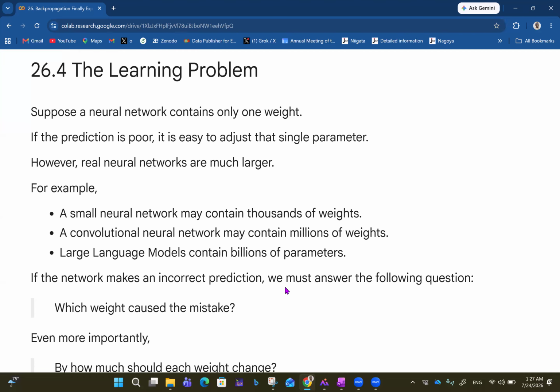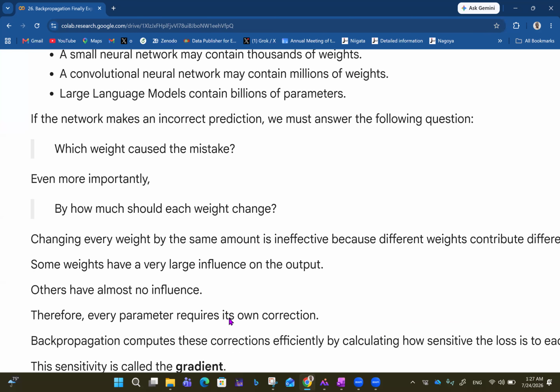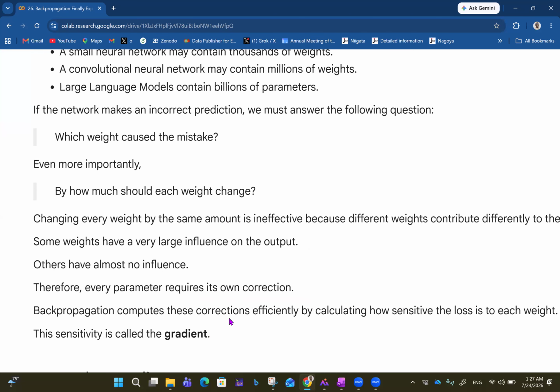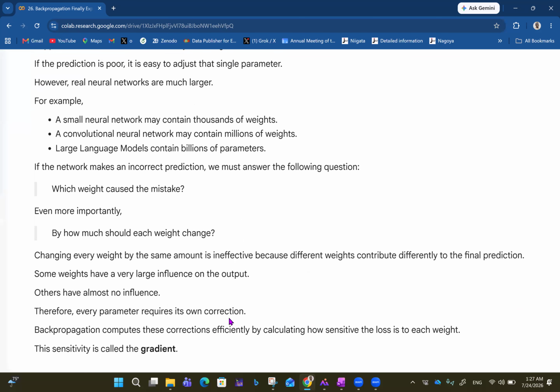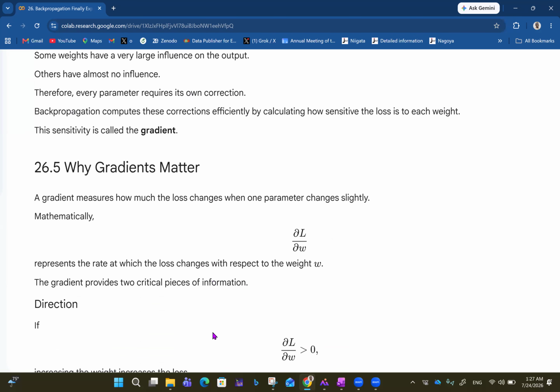If the network makes an incorrect prediction, we must answer the following question: which weight caused the mistake? And you have billions of parameters. What do you do? More importantly, we also have to check by how much each weight should change so that you can get a better prediction. Changing every weight by the same amount is ineffective because different weights contribute differently to the final prediction. Some weights have a very large influence on the output, others have almost no influence. Therefore, every parameter requires its own correction, and backpropagation computes these corrections efficiently by calculating how sensitive the loss is to each weight. This sensitivity is called the gradient, and that is where the idea of gradient descent comes into the matter.